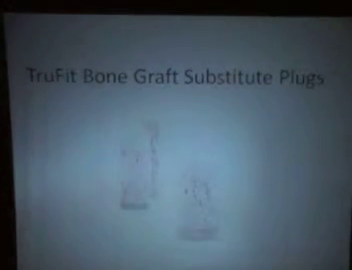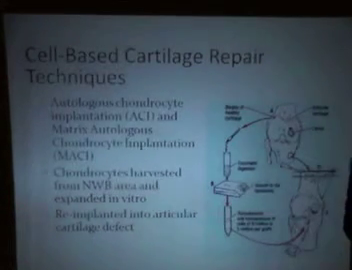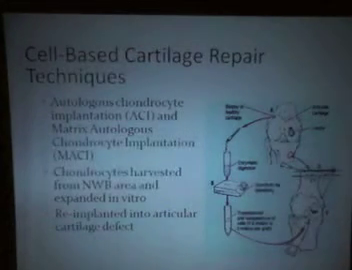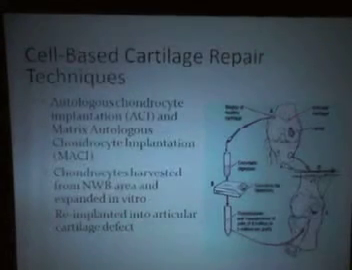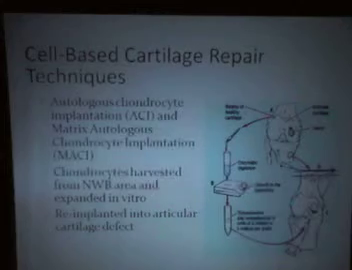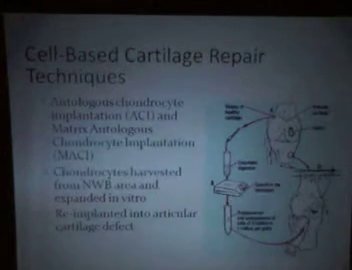graft from the knee. So moving on to cell-based techniques, this is basically a process by which we harvest chondrocytes, so take a small sliver of articular cartilage from a non-weight bearing area in the knee, you break it down in the lab with enzymes, and then you culture that up. And once you've expanded, so you've got more chondrocytes, you can then inject that back into the knee.